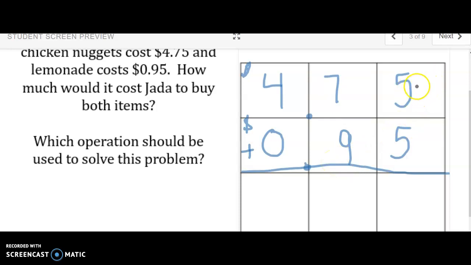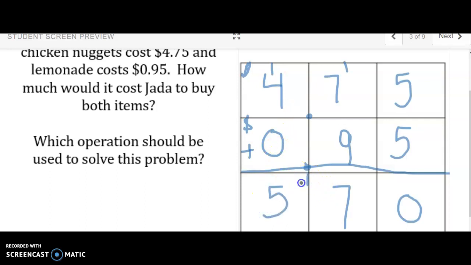So let's add with our cents, right? So with money, anything to the right of the decimal point is cents, right? And in decimals, it's the tenths and the hundredths. So we're going to start here in our hundredths. 5 plus 5 is 10, carry our 1. 9 and 1 is 10 plus 7 is 17, carry our 1. 4 and 1 is 5, there's nothing there, so we put our 5.